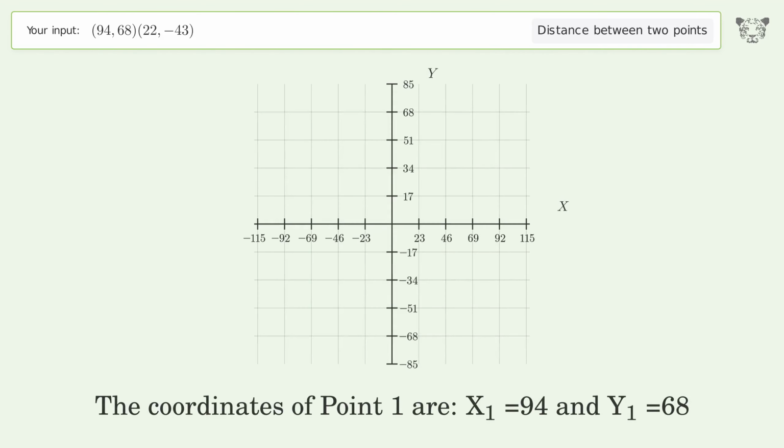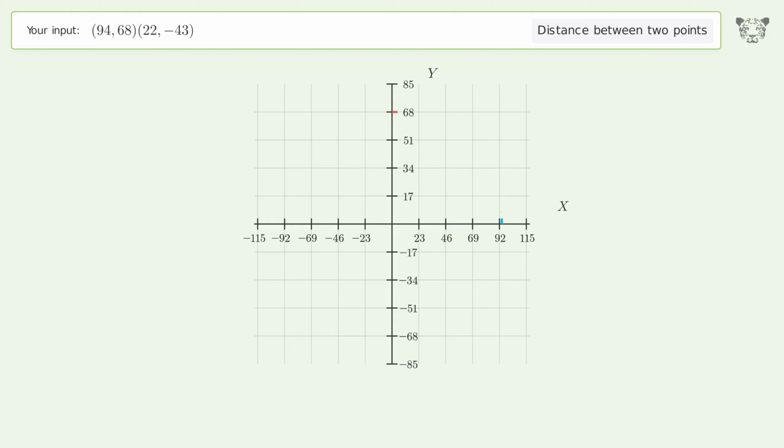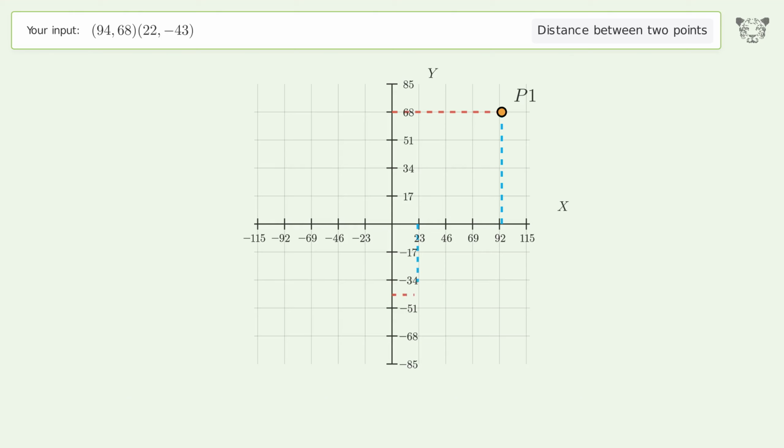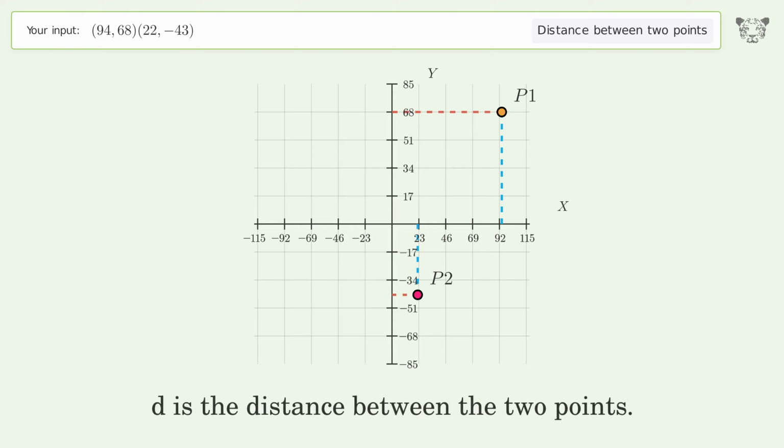The coordinates of point 1 are x1 equals 94 and y1 equals 68. The coordinates of point 2 are x2 equals 22 and y2 equals negative 43. D is the distance between the 2 points.